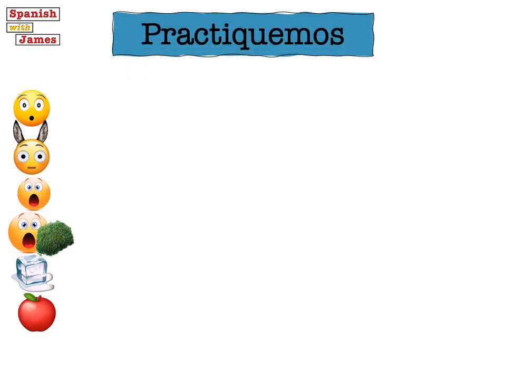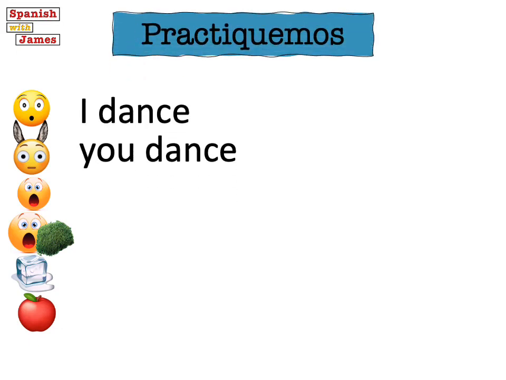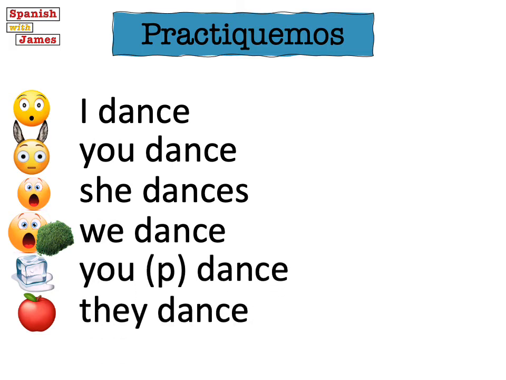So now I'd like us to practice that a little bit more. So we're going to look at how we'd use that with the verb bailar. So here we've got our infinitive again. We know we need to get rid of the ending, and then we're going to add each of the present tense endings onto our verb stem, so onto bail. So let's do the first one together. I dance, bailo. Now pause the video and see if you can work out how we're going to conjugate this verb. So what it's going to look like for you dance, she dances, we dance, and so on. And when you're ready, just hit play again.